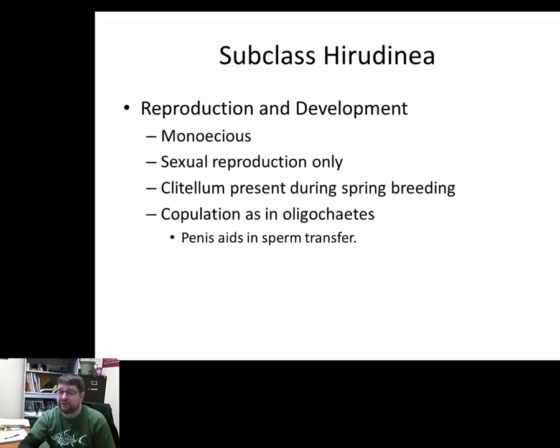Reproduction, like I said before, they're monoecious. They reproduce sexually only. The clitellum is only present during breeding, and they copulate just like oligochaetes. But one added piece, because they can only reproduce sexually, they have an extension, which we call a penis, that aids in sperm transfer. So instead of the sperm just transferring from the spermal vessel into the sperm receptor, they have a penis that actually attaches from one individual to the next and transfers the sperm into the sperm receptor.